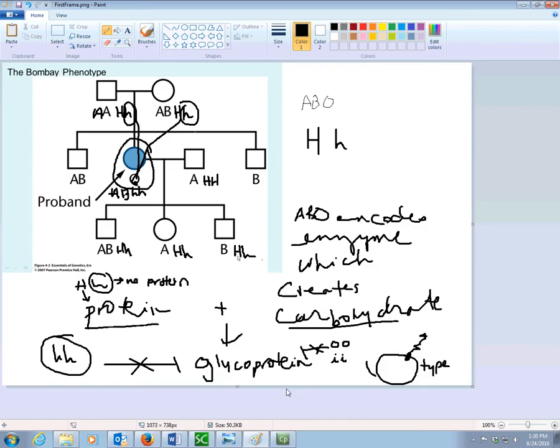So it's all legitimate, and this person can have a child that is, for example, AB, because they can pass on the B and the little h, and this parent can pass on the A and the big H, and you can still get this child. So you have an explanation which accounts for this. It's pretty rare, but it has been documented. So that's a human case of epistasis regarding blood types.